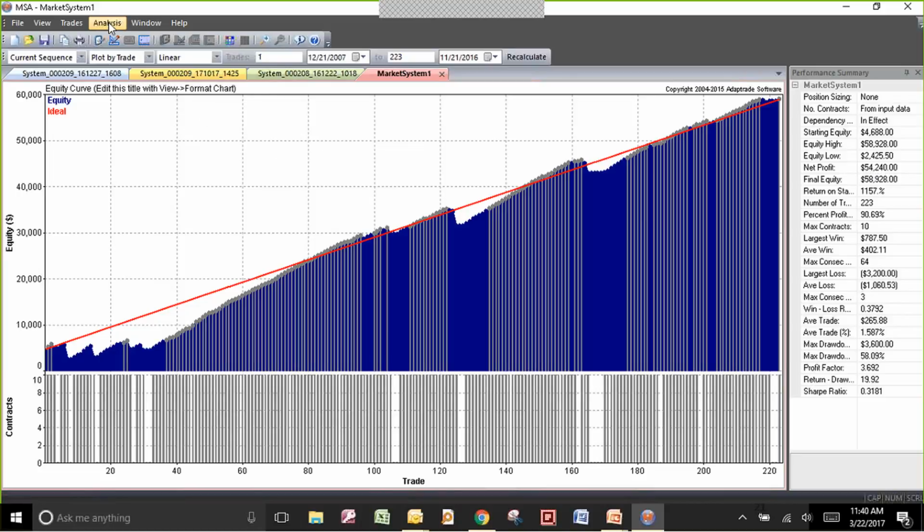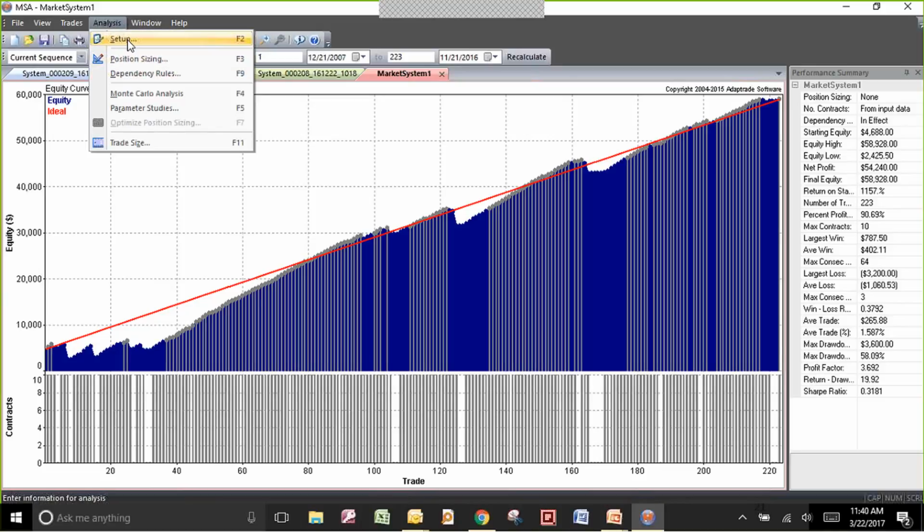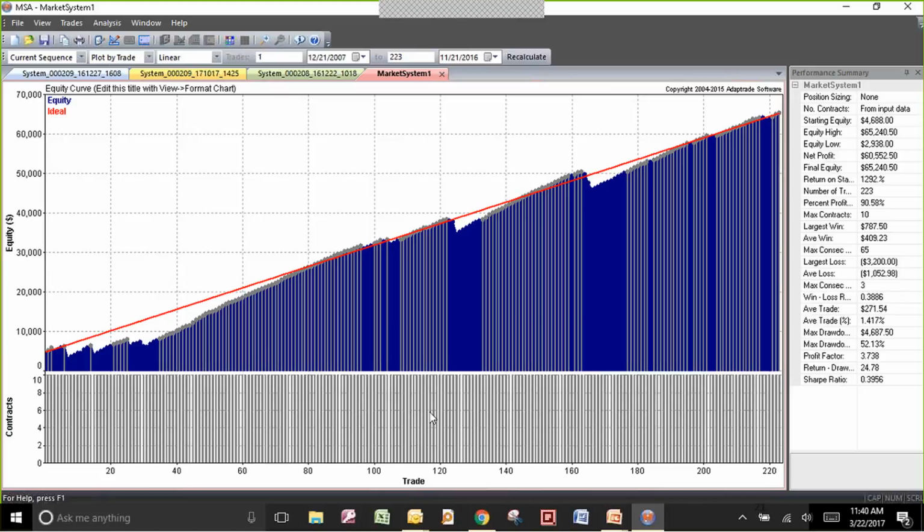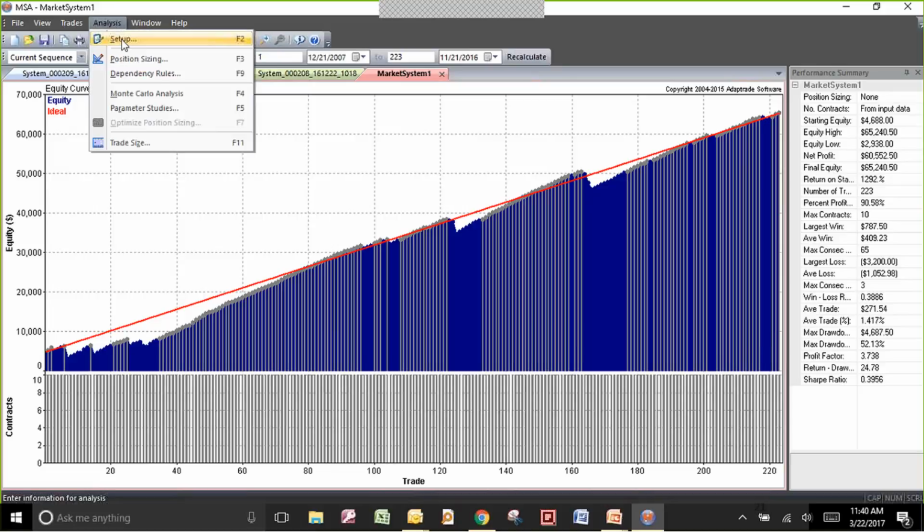We can go back and we can take that back off and see whether the dependency rule helped or not. So I'll take it off. Let's see if the 54,000 goes up or down. Okay, and it looks like it actually hurt us. So maybe that wasn't a good idea. But you can see how quick and easy it was to try out that idea.